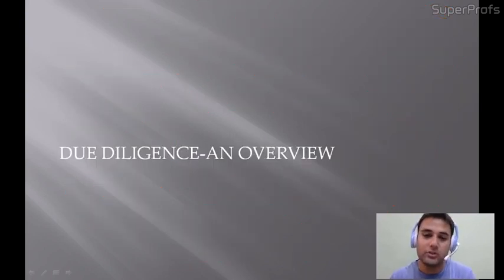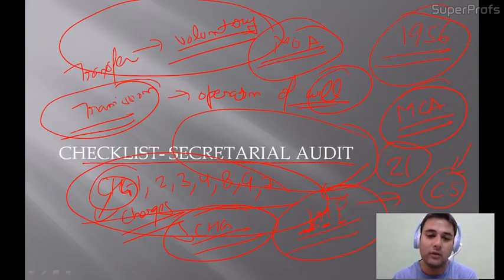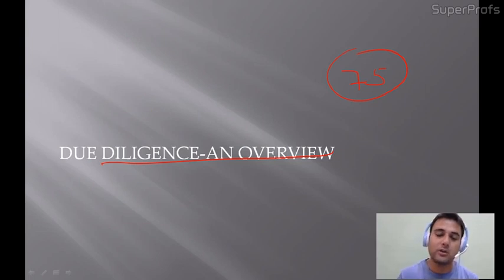Now, the third chapter, from where the perspective of 75 marks begins. So whatever we have discussed just now till the previous slide was covered within the area of 25 marks. First it began with Secretarial Audit and Secretarial Standards. The second says checklist of the Secretarial Audit. Now, from the third chapter onwards, it has due diligence. So due diligence, as the word itself suggests, is a kind of window, or a kind of background check that can be conducted on any company before you actually buy it.